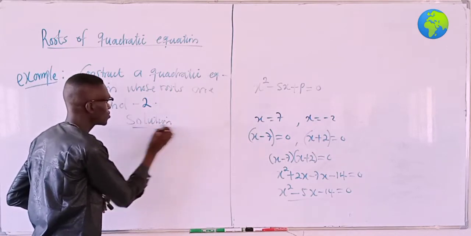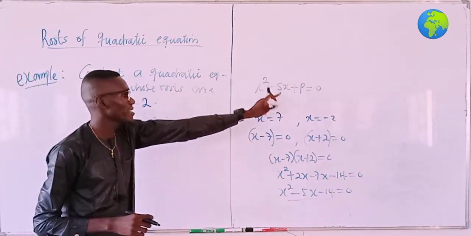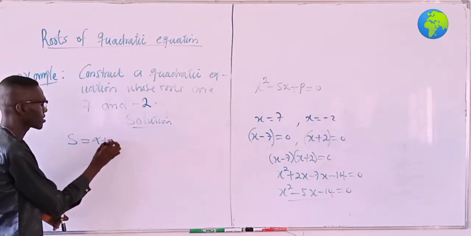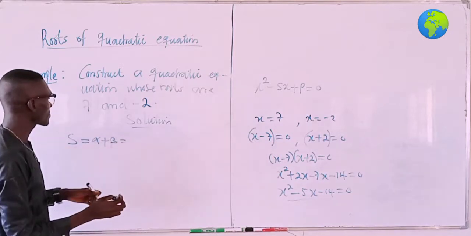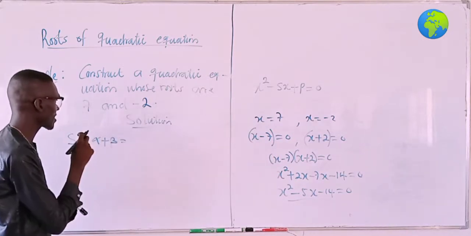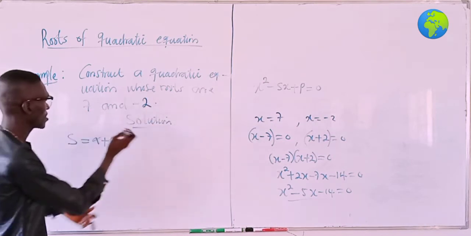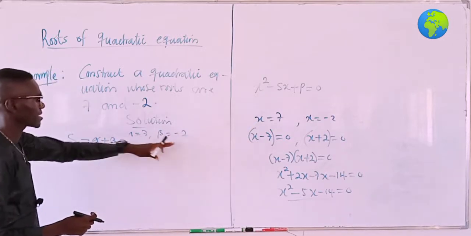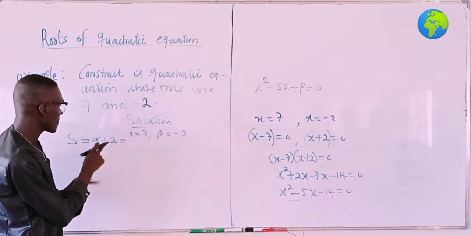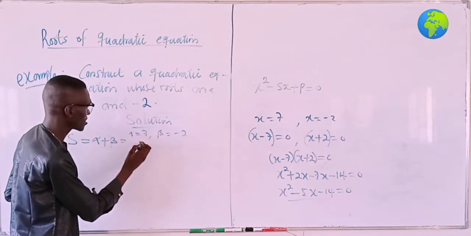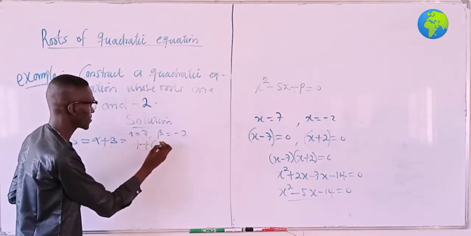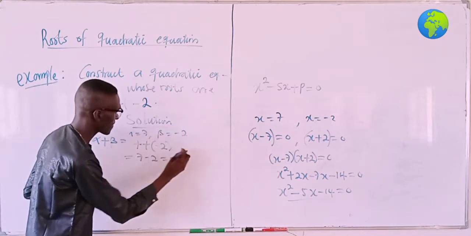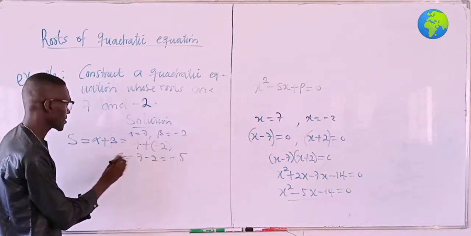The first thing you need to do is to get your s, right? And we said s is the sum of roots. So s equals what? Alpha plus beta. This is alpha, this is beta, right? So alpha equals 7, beta equals minus 2. Let me just write this for clarity. So when we have alpha plus beta, that is 7 plus beta, which is minus 2, which equals 7 minus 2, which equals minus 5. So that means our s equals minus 5.